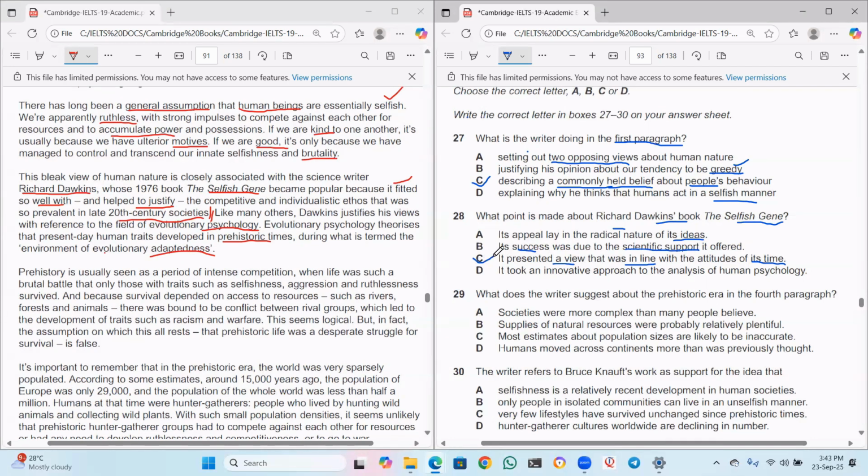Actually, C is the paraphrase of this sentence. So the first sentence is paraphrased into this C option. That's it. They have changed some words. Okay, they have changed the voice here. That's it. And D, it took an innovative approach to the analysis of human psychology. No, we didn't read anything like that in the paragraph, right? So yeah, C is the right answer.